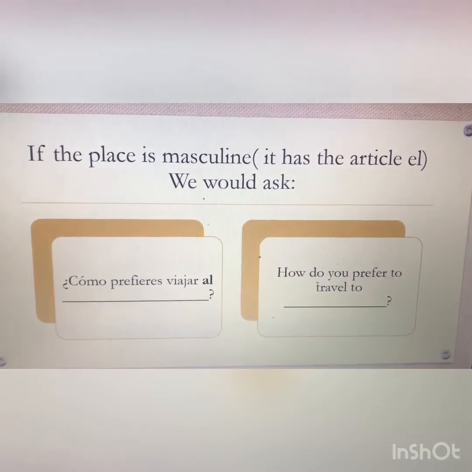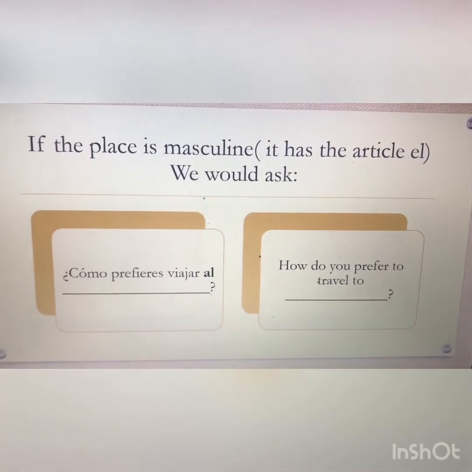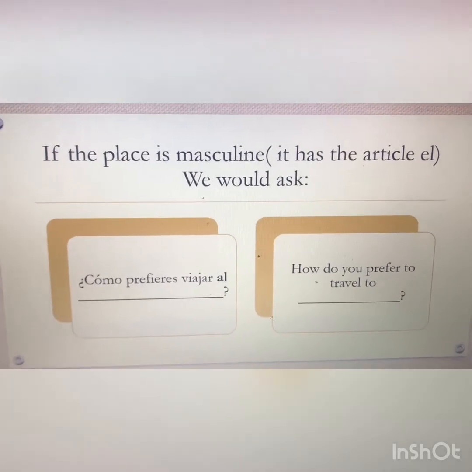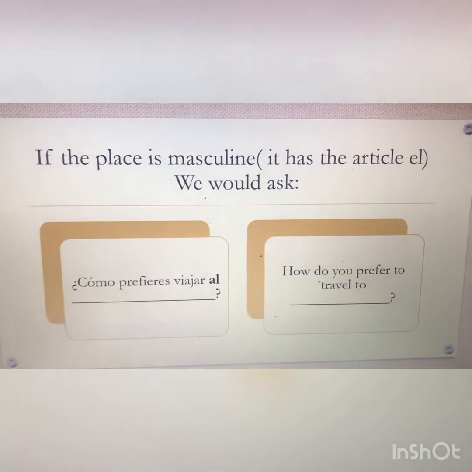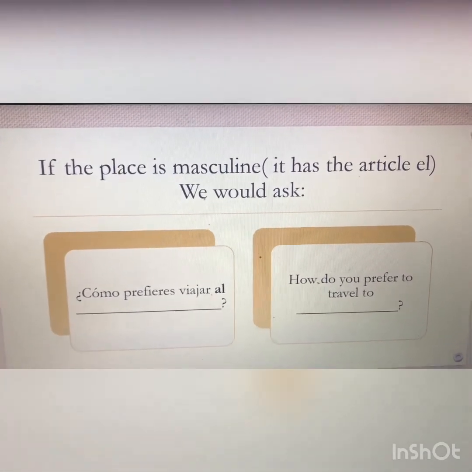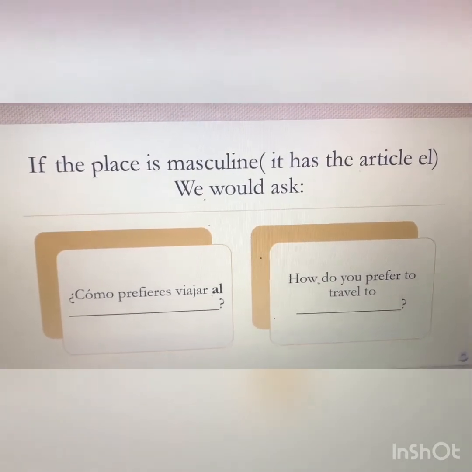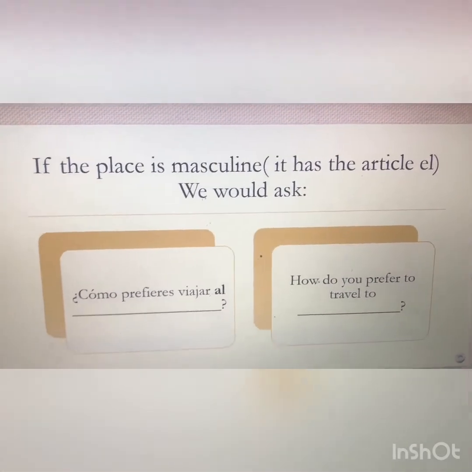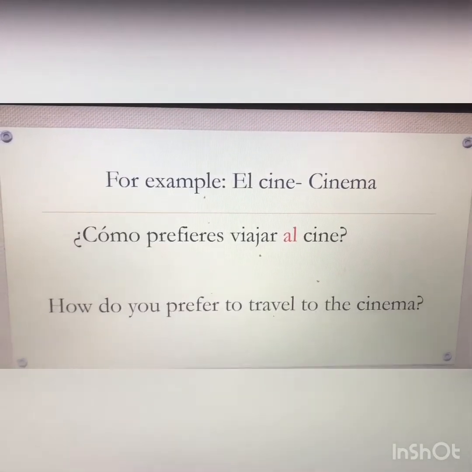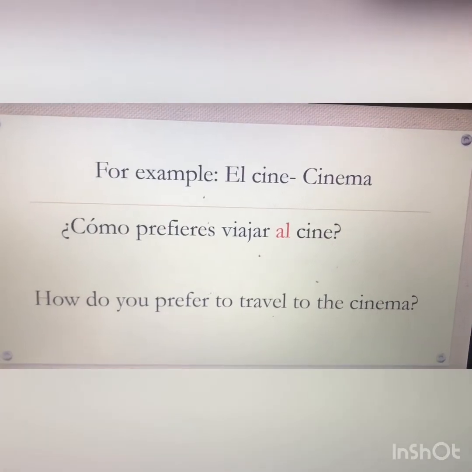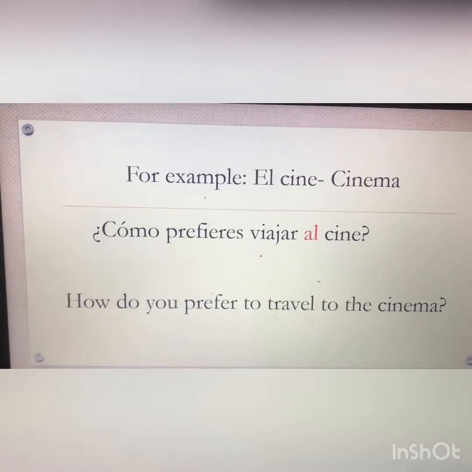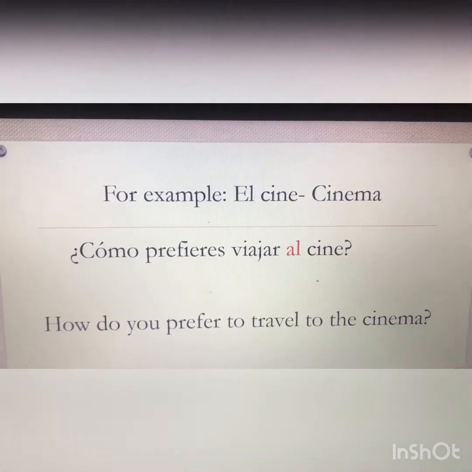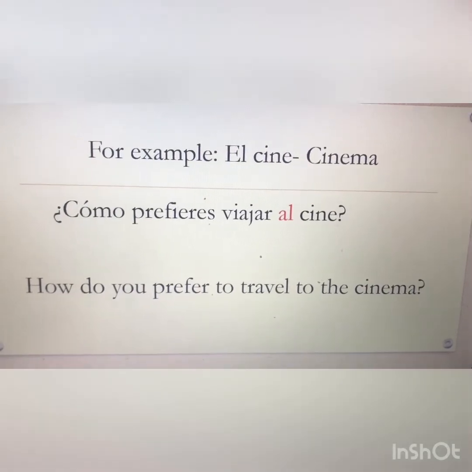Sin embargo, however, if the place is masculine meaning that it has the article el, such as el banco, el centro comercial, el parque, el cine. So all those places, they are masculine. Why? Because they have the article el. So as long as the place has the article el, we would ask the question, ¿Cómo prefieres viajar al? Alright, so we would use al. Remember, the a plus the l gives us the al. So we would definitely use al. Meaning, how do you prefer to travel to? Then you put the place. So for example, el cine, that's cinema. Now el cine is masculine because it has the article el. So to find out how somebody prefers to travel to the cinema, the question would be, ¿Cómo prefieres viajar al cine? Alright, remember the a plus the l gives us the al.